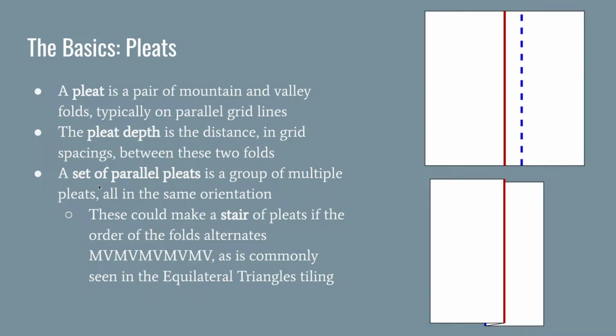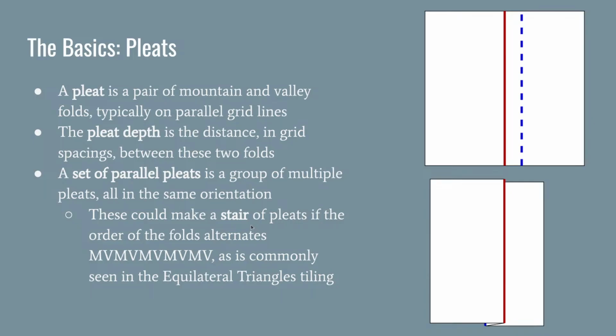And then a set of parallel pleats is a group of multiple pleats, all, and when I say in the same orientation, I mean that the line that the fold is on is parallel for all of these different pleats. Not necessarily that they're folding over in the same direction, so it could be mountain then valley as you read from left to right, or it could be valley then mountain. Doesn't matter as long as those are in the same orientation. That is part of a set of parallel pleats.